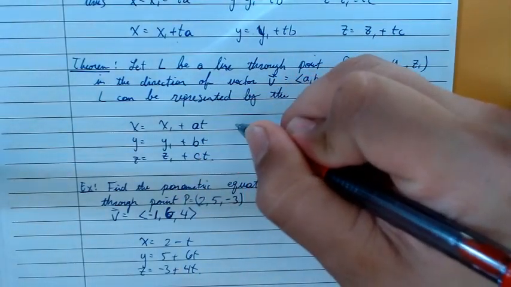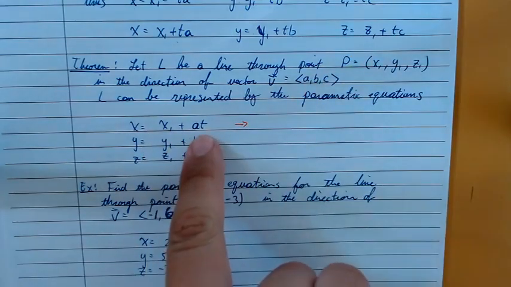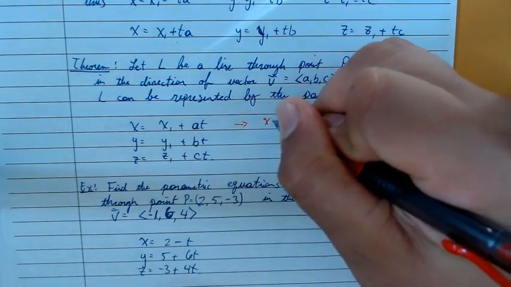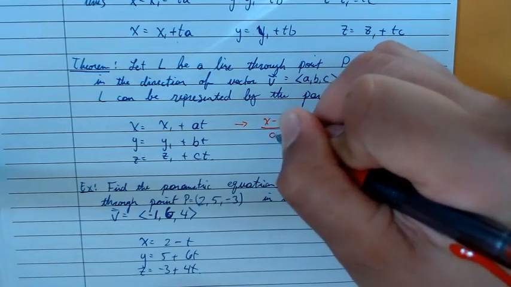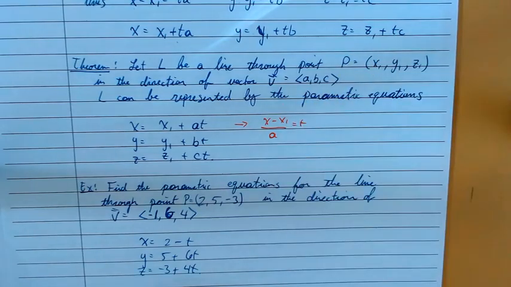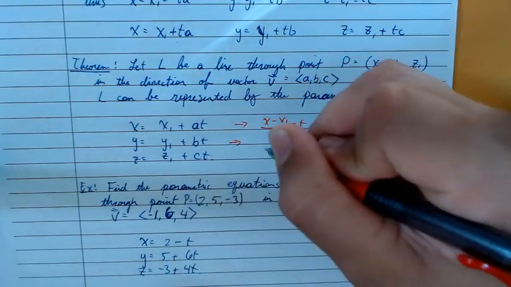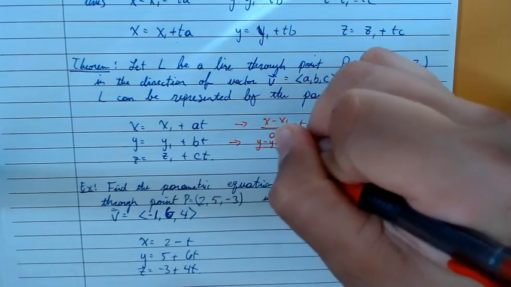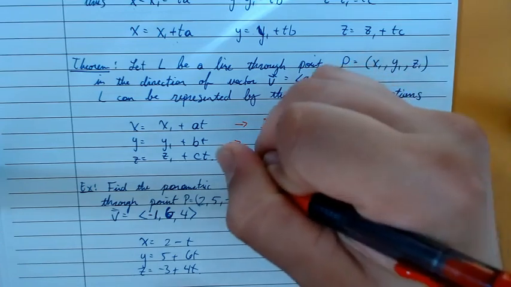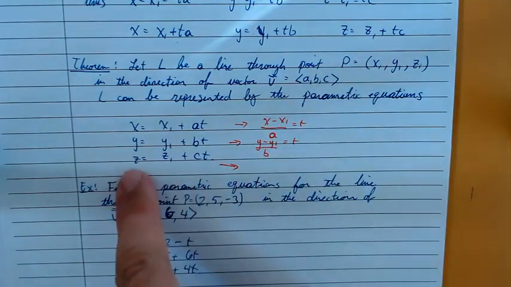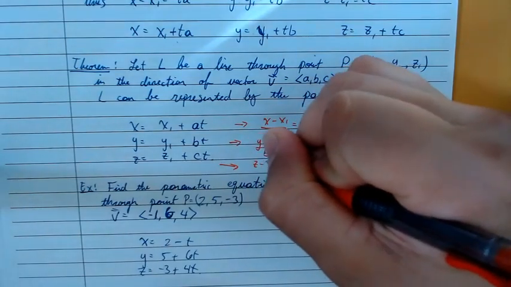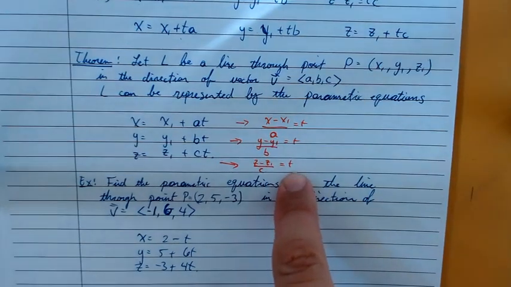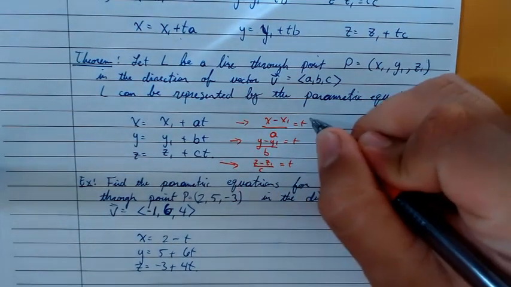Here, you can just solve for t. You would subtract your x1 divided by a. So x minus x1 over a, that's equal to t. And over here, same thing. Subtract your y1 divided by b. Y minus y1 over b, that's equal to t. And then this one here, same thing. Subtract your z1 divided by c. So z minus z1 over c, that's equal to t. And since all of these are equal to t, by the transitive property, they're all equal to each other.